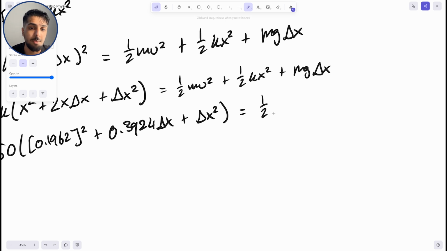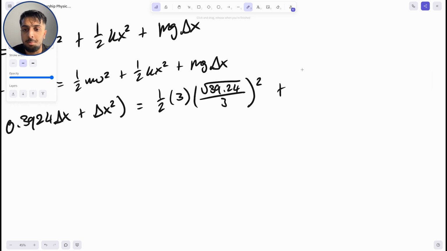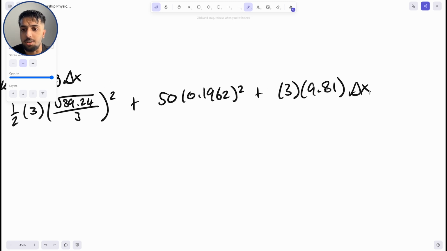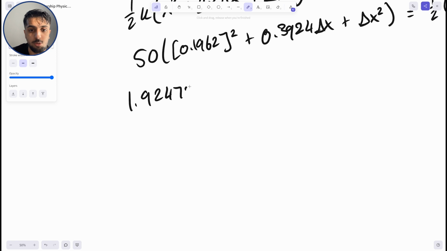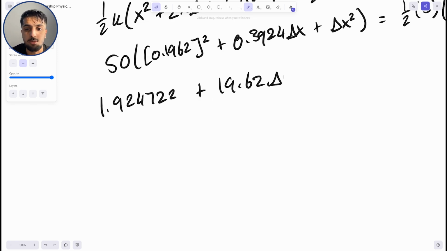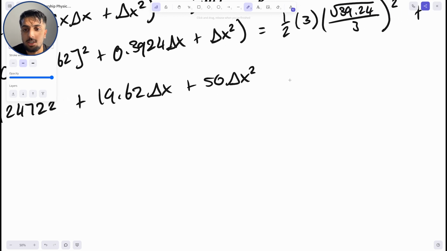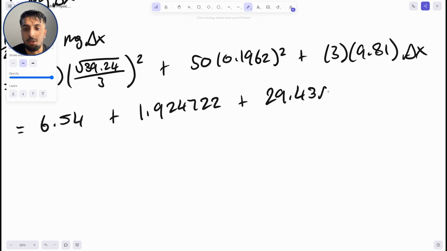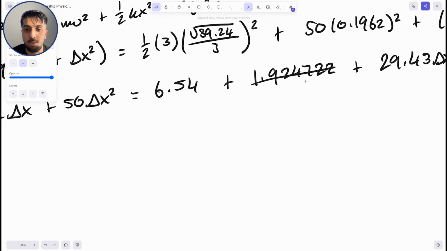And that's equal to half m, again, mass 1 plus mass 2, which is 3 kgs, times the velocity squared, which is what we found before, which is 39.24 all over 3 squared, plus half k, again, that's just 50, times x squared, which is 0.1962 squared, plus m, again, 3 kgs, times g, which is 9.81, times delta x. So solving this, we get 1.924722 plus 19.62 delta x plus 50 delta x squared. And that's equal to 6.54 plus 1.924722 plus 29.43 delta x. And so we can cancel these values on both sides because they're the same number.